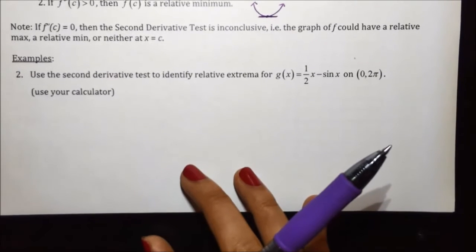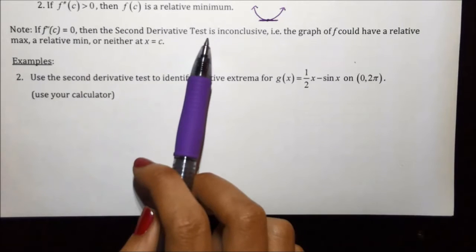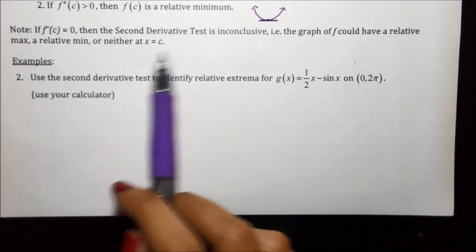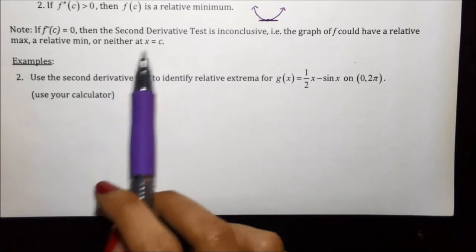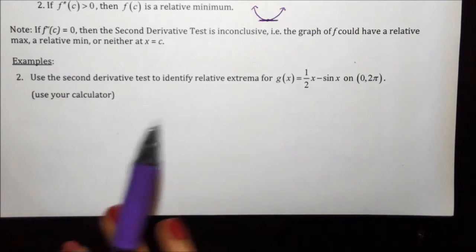Okay. If the second derivative is equal to 0, the second derivative test is inconclusive, so it could have a relative max, a relative min, or neither. We just don't know. Second derivative test isn't going to tell you anything.